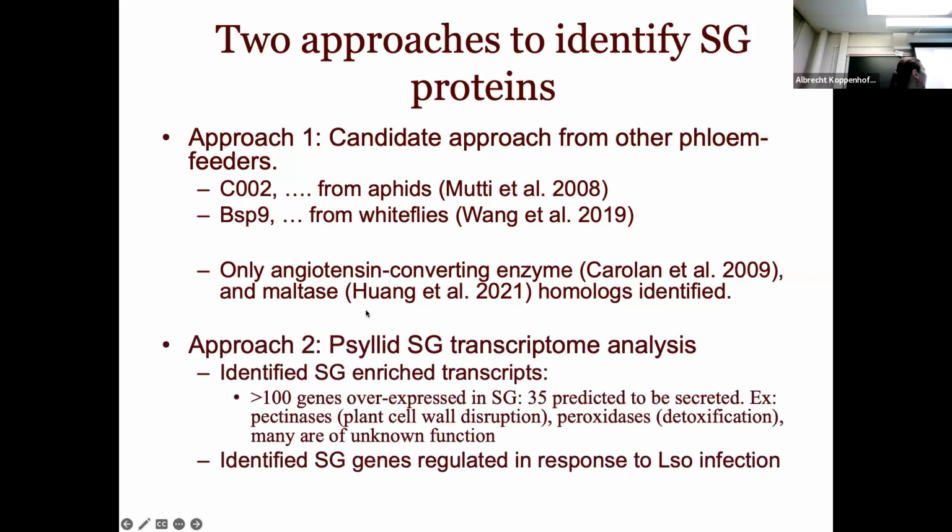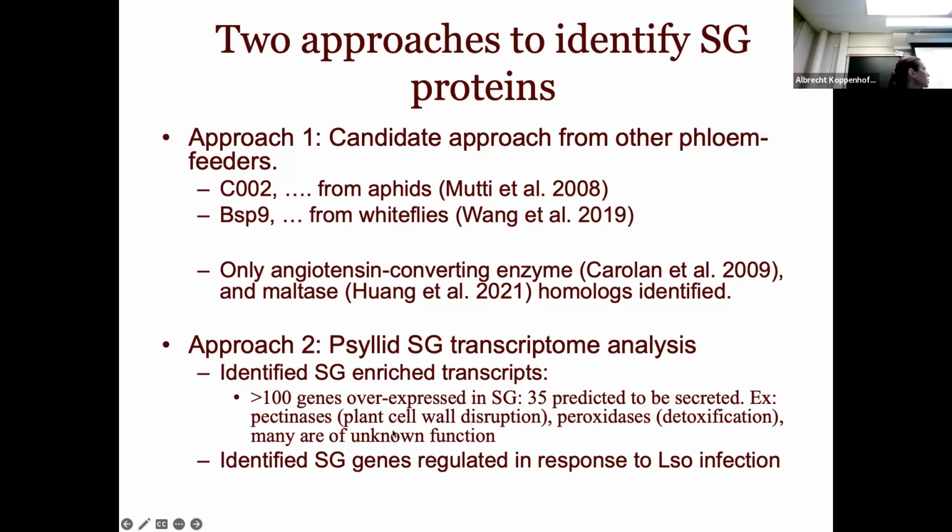The second approach that we have taken is to use a salivary gland transcriptome to identify the genes that are expressed, identify which of those are predicted to be secreted, and then move them through the pipeline. We have more than 100 genes that are expressed in the salivary glands, 35 of which are predicted to be secreted. We have things that are known, like pectinases, which are going to be involved in disrupting the cell wall, and many others are of unknown function. Those are the ones I'm most interested in, the ones that we don't know what they do. Then we move them through our pipeline, okay?